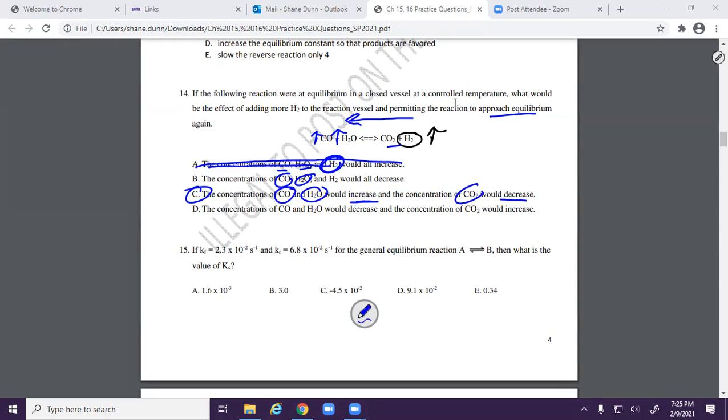Does that make sense? How many questions in a row do we have on Le Chatelier's principle? Like 7. It's probably heavily tested on your quiz. It's a good thing. It's a pretty easy concept. We'll just understand what's going on with it.